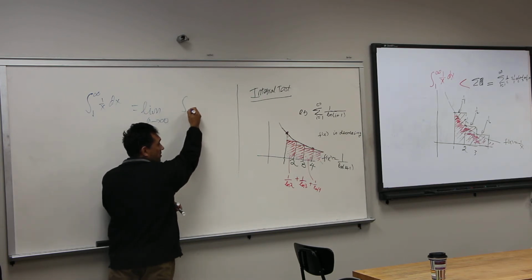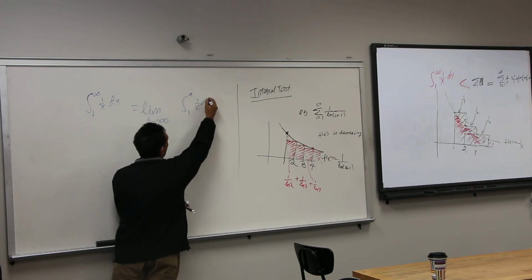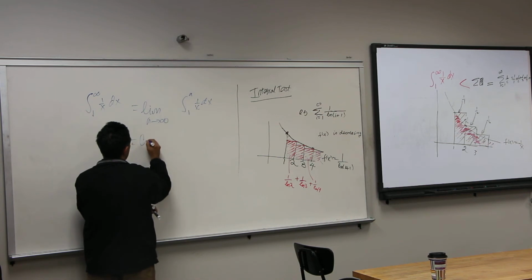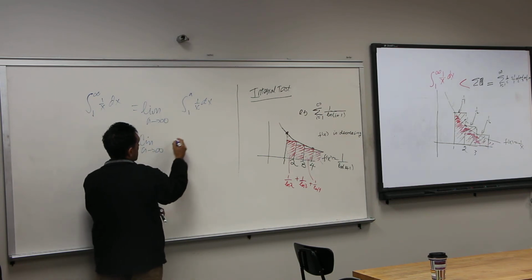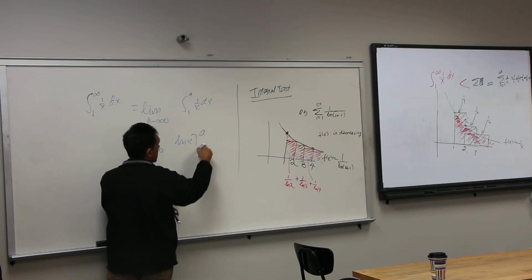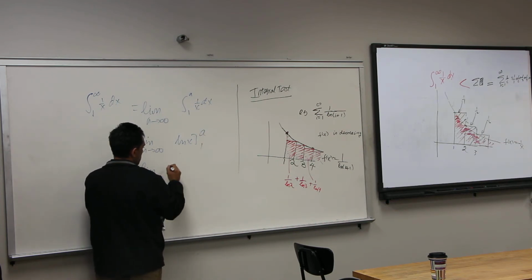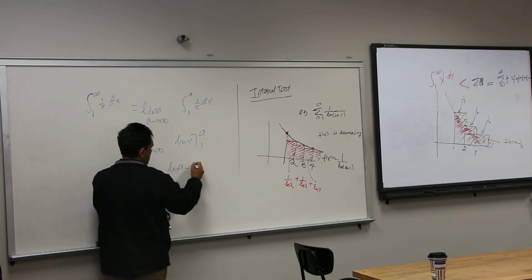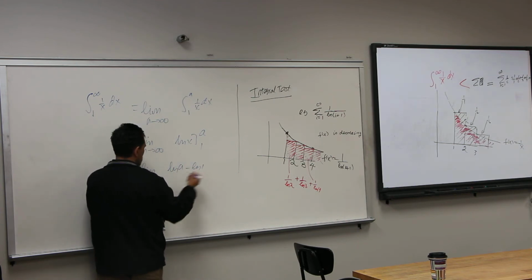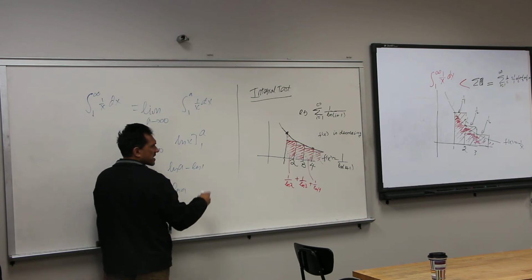The integral from 1 to A of 1 over x. And what is this? Evaluate that. Okay, come on. As A goes to infinity of ln A minus ln 1. What's ln 1? 0. It's the limit as A goes to infinity of ln A. And what does ln A go to?